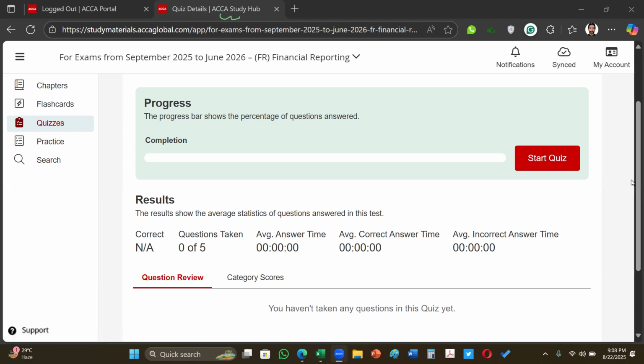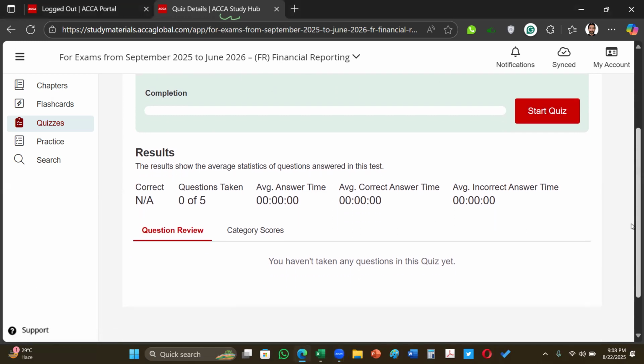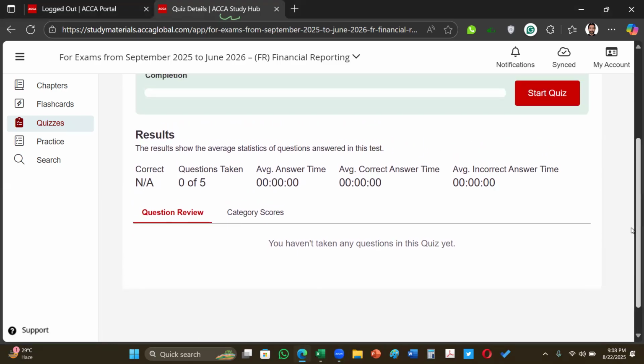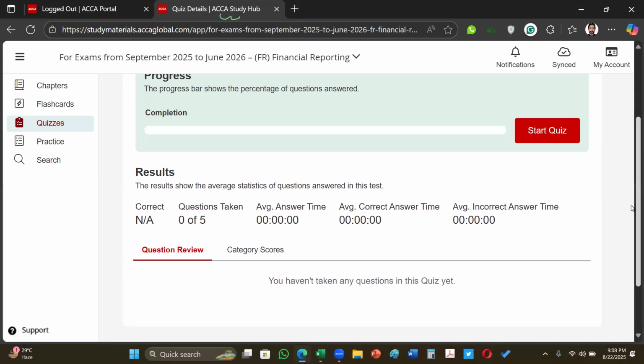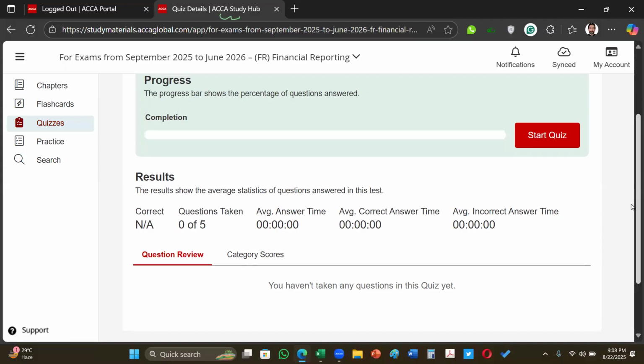We have selected questions from the ACCA. The ACCA hub has really good challenging questions here. So we will first attack the quizzes relating to the topic, and then we're going to look at the practice questions. Okay, so let's begin with this one.